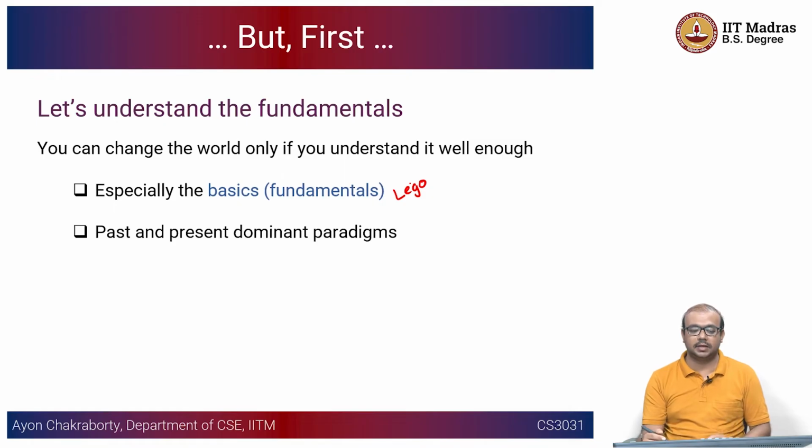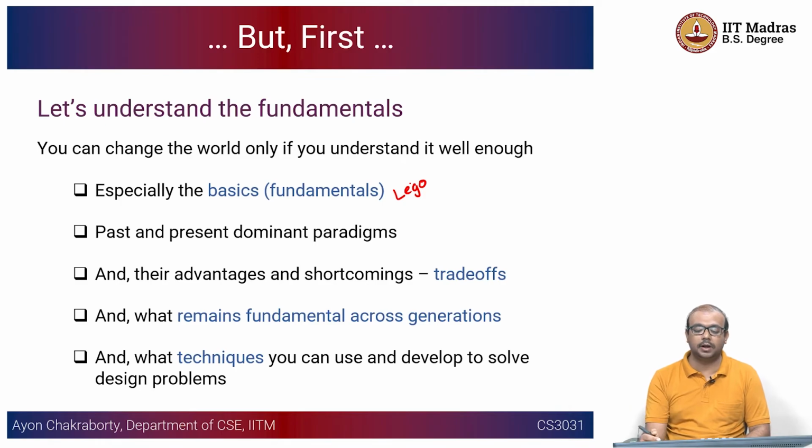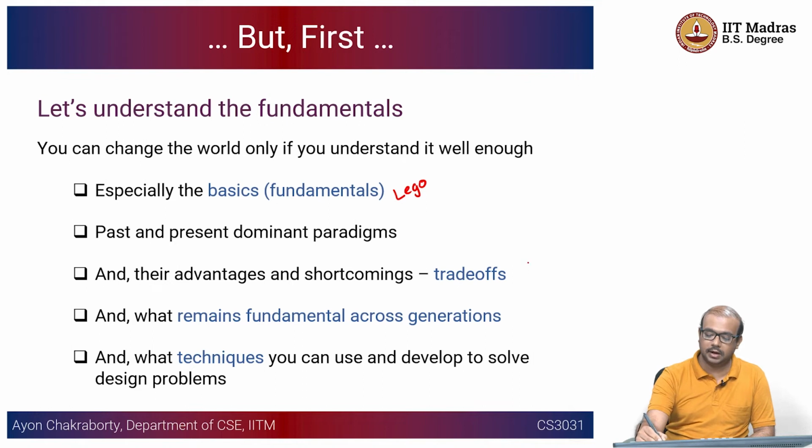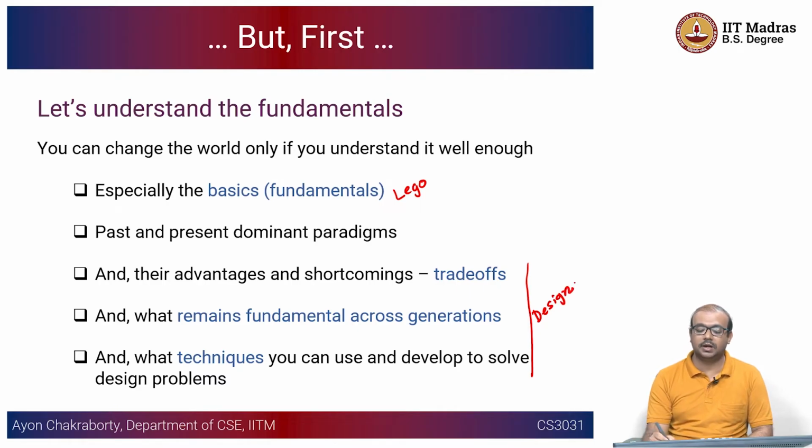So you want to understand the past and present dominant paradigms, and of course along with it we want to understand the trade-offs, right? When we try any design, you want to understand the various trade-offs that are associated with those designs. What are the shortcomings, what are the advantages of a certain design? Some circuits are large, some circuits are small, some circuits are more power hungry, some circuits are less power hungry, right? So you want to understand the pros and cons of these various designs which are going to achieve the same job, right?